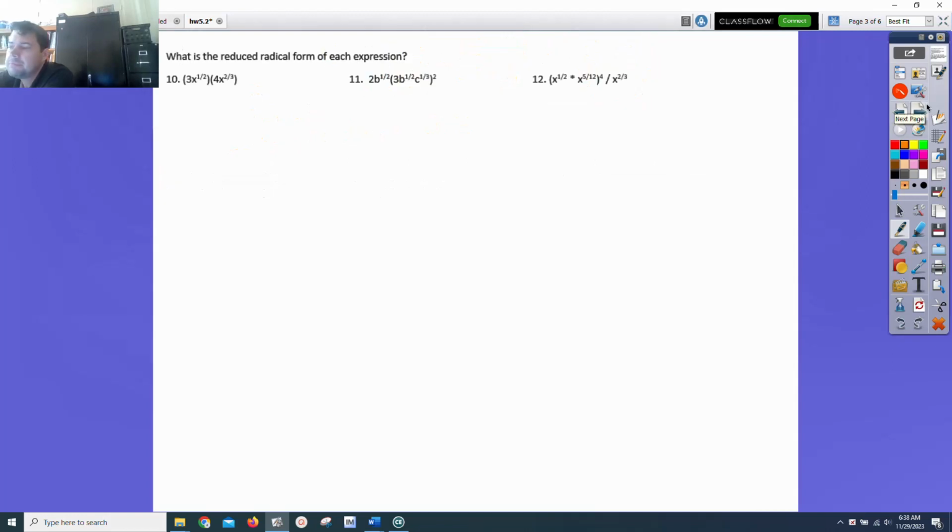Moving forward. I want the reduced radical form of each equation. So I want a radical when everything's said and done. These are so simple. Look at 11. First thing I would do is distribute that 2 to everything, including the 3. 2b to the 1/2. 3 squared is 9. A half times 2 is 1. Let me switch over to upper cases because my lower cases look like 6's.